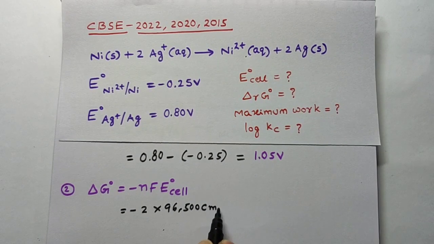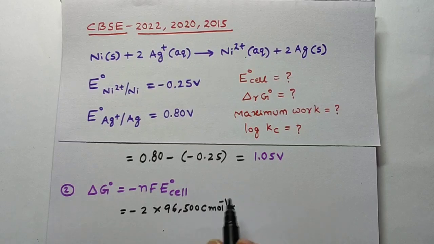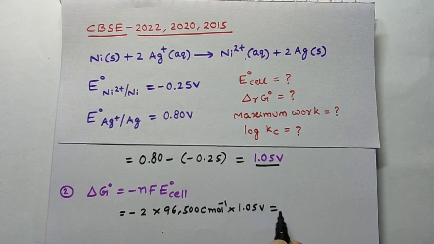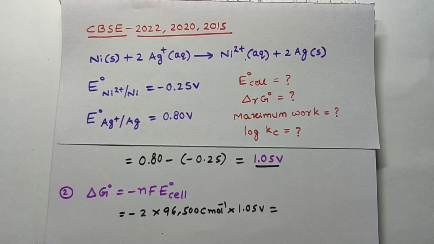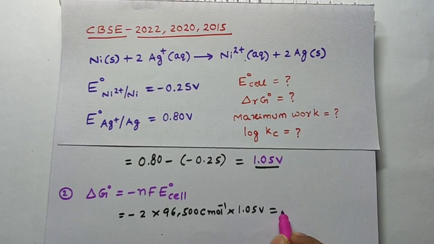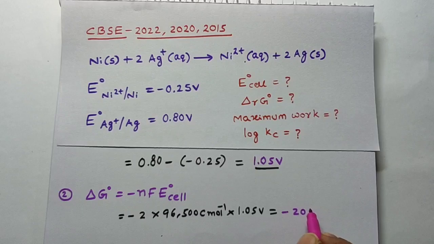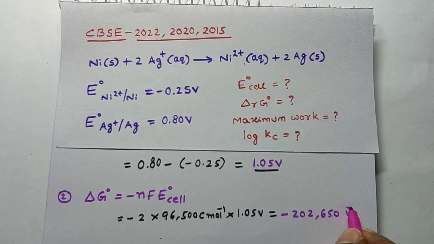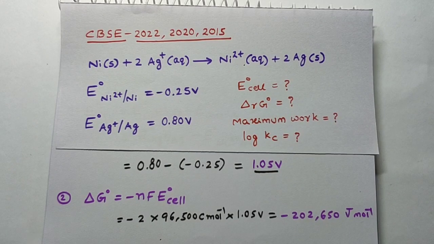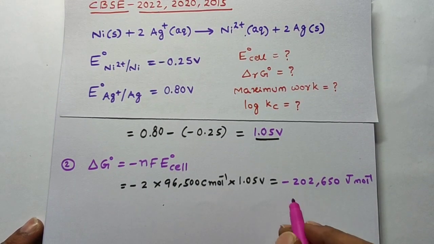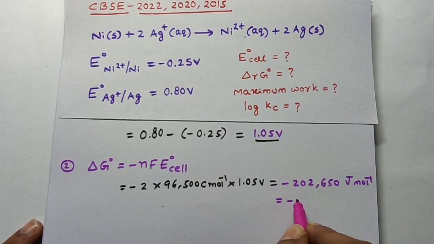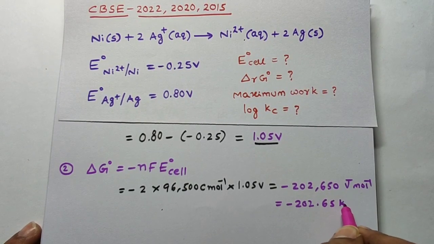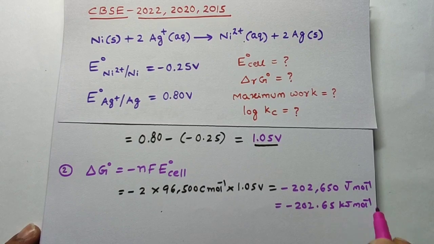96,500 coulomb per mole. And the E naught value, which we just found, 1.05 volts. Okay now, if you multiply these, we will get the answer minus 202,650 joule per mole. Okay now, we can convert it into kilojoules. How do you convert it into kilojoules? Minus 202.65 kilojoule per mole. Got it.